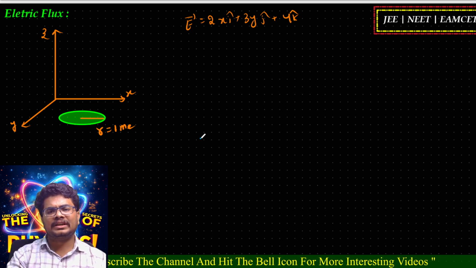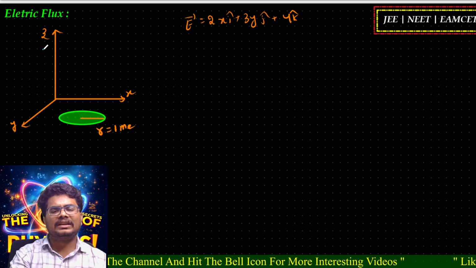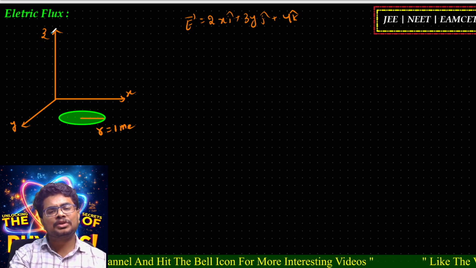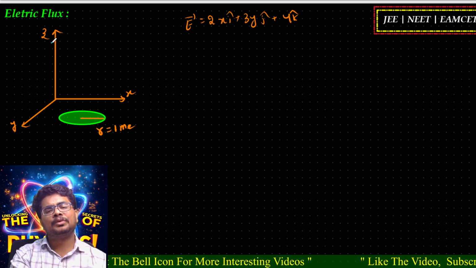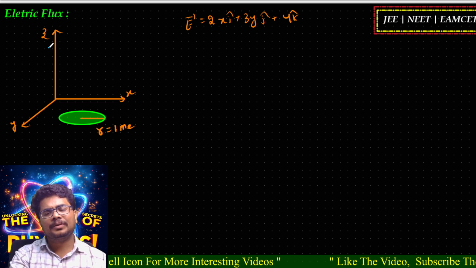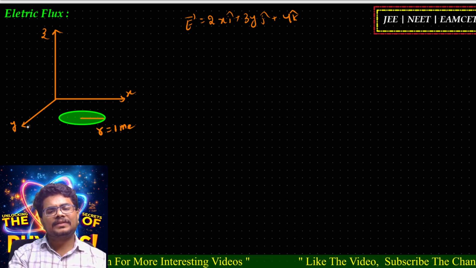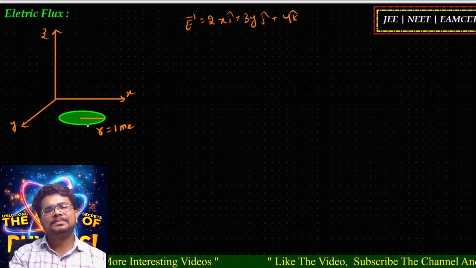I have given one illustration here, with X, Y, Z axes. Don't get confused, the coordinate system is our wish, we can choose however we want. You can write that and solve the problem. In the xy plane, I place a disk. What is the flux passing through this disk?